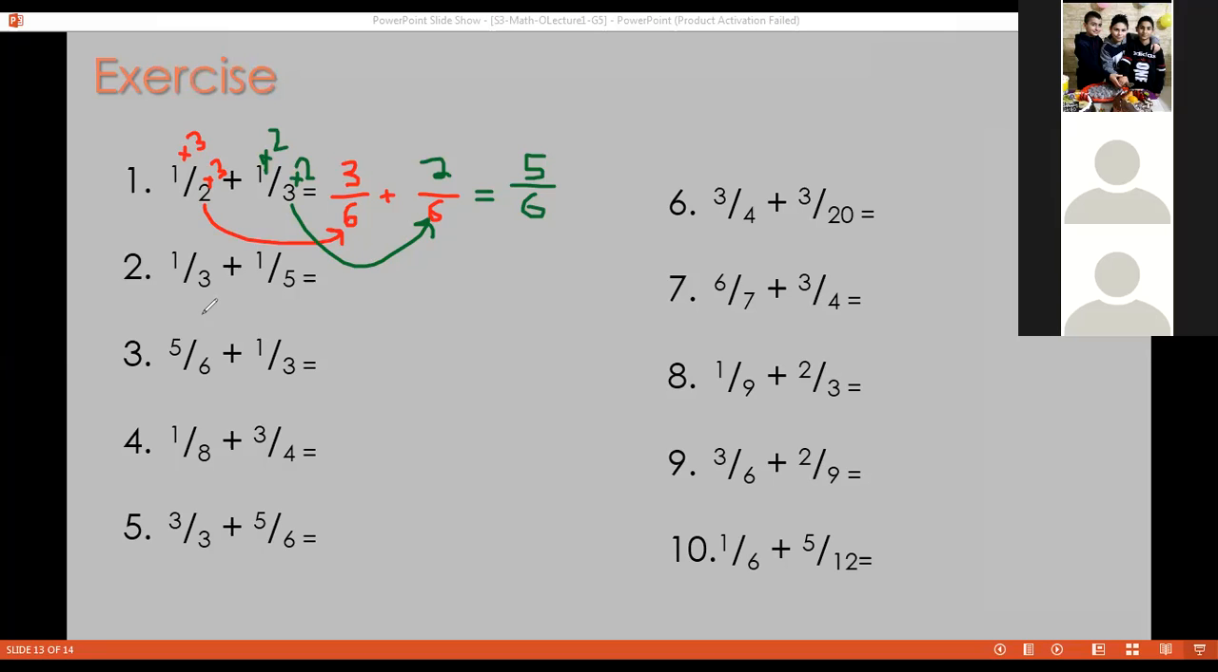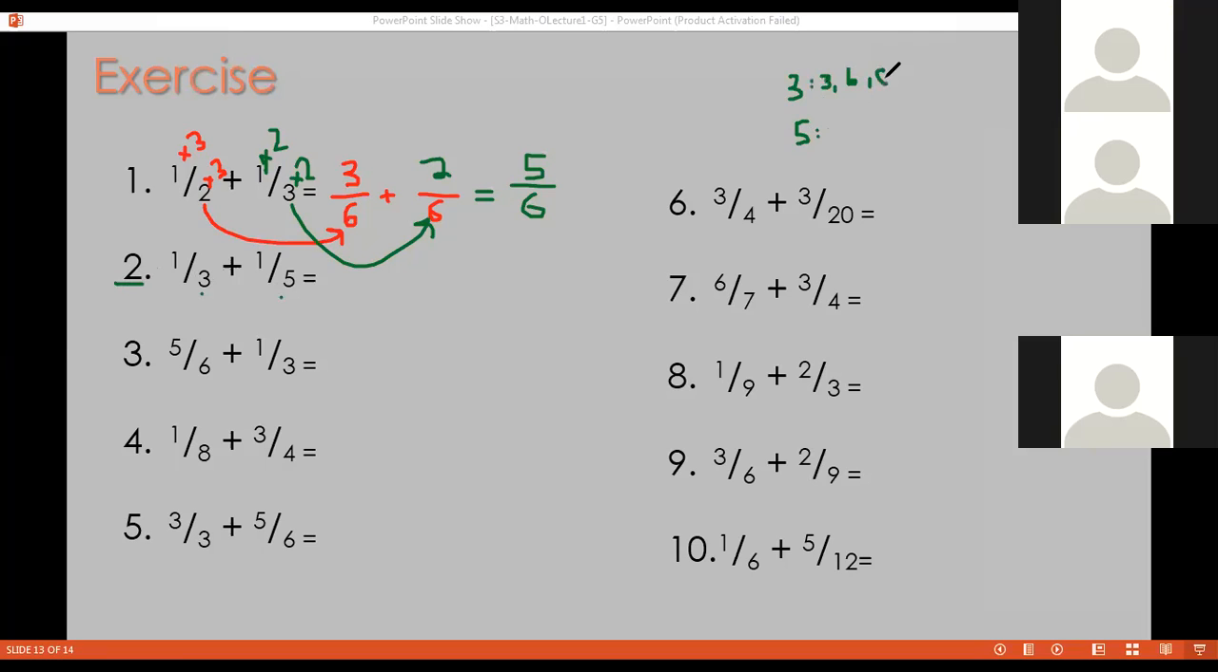Yalla, let us do the second one also together. What do I have in the second part? Let us look at the denominators. 3 and 5. Yalla, let us list the multiples of 3 and the multiples of 5. 3, 6, 9, 12, and 15.